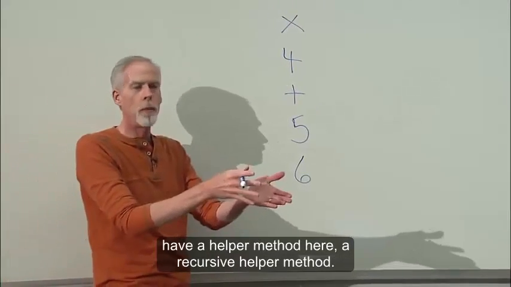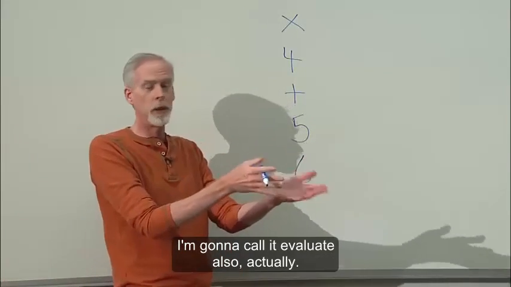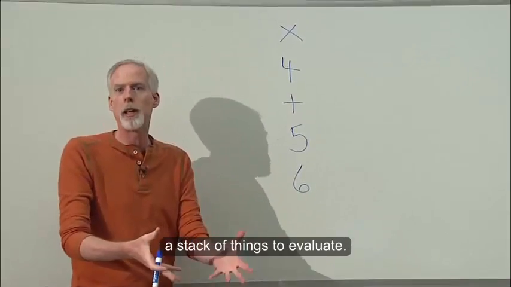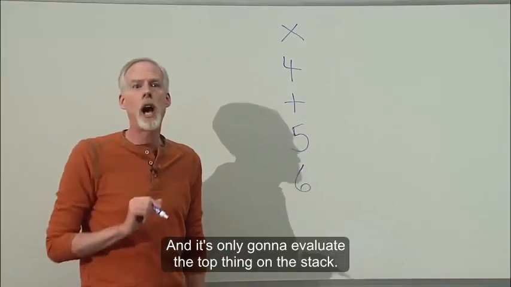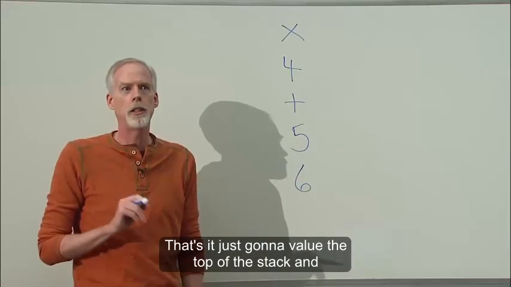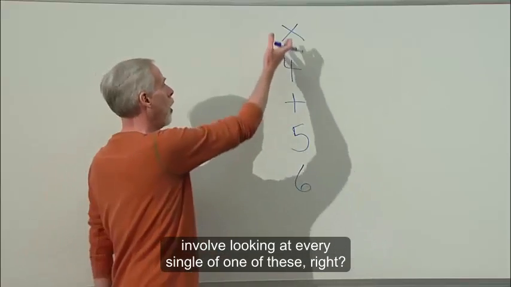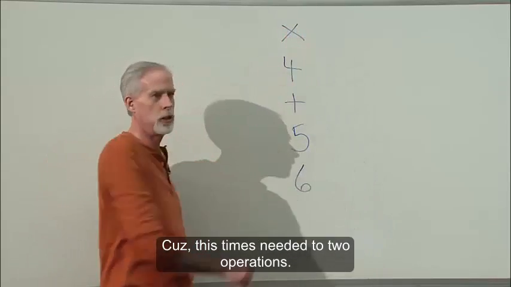Well, really, what I'm going to do is I'm going to have a helper method here, a recursive helper method. I'm going to call it evaluate also, actually. And it's going to take a stack as an argument, a stack of things to evaluate, and it's only going to evaluate the top thing on the stack. That's it. It's just going to evaluate the top thing on the stack and return it. But the top thing on the stack might involve looking at every single one of these, right? Because this times needs its 2 operands.